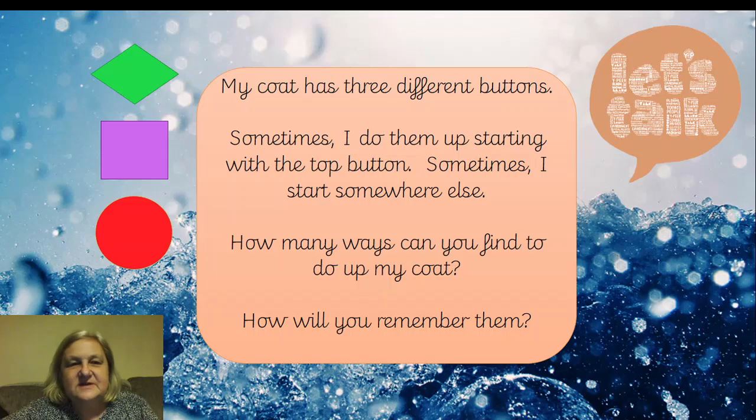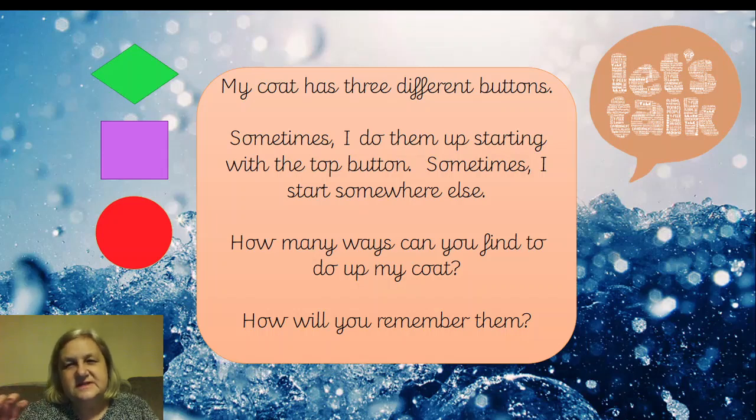So let's have a think about this. This is the sort of investigation that we're going to be looking at. It's quite a simple version, this one. And these are buttons on a coat. My coat has 3 different buttons. Sometimes I do them up starting with the top button. Sometimes I start somewhere else. So again, that's giving you permission to start somewhere else. You don't always have to do it from the top.